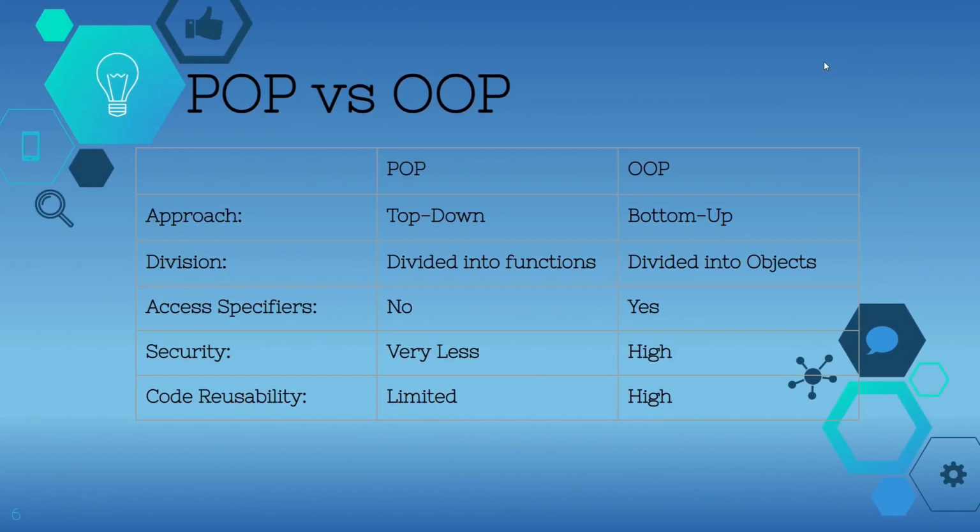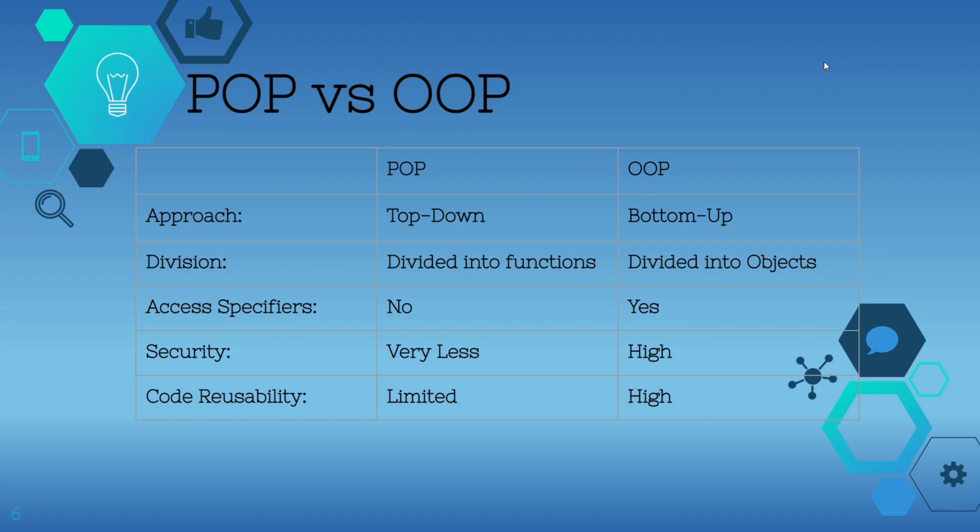Now let's discuss the difference between procedure-oriented programming and object-oriented programming. The first difference is about the approach. Procedure-oriented programming follows a top-down approach. As the name suggests, it starts at the top and ends at the bottom. It begins with the high-level design and ends with the low-level design. Whereas object-oriented programming follows a bottom-up approach. It means that it will start with the smallest problem and work through the main problem.